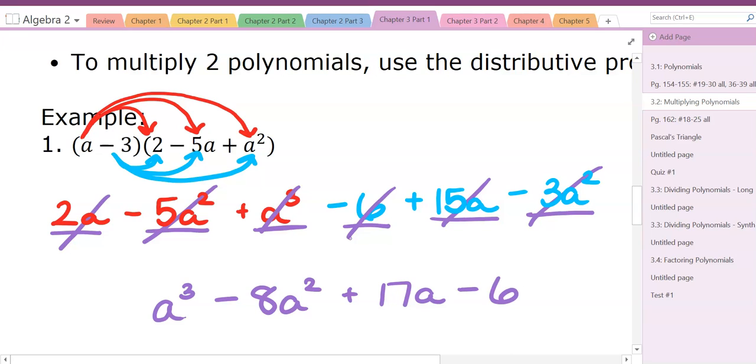So I cross them off as I go. That kind of helps me keep track of which ones I've combined so far, and it also lets me know what's left. Okay, so this is your final answer.